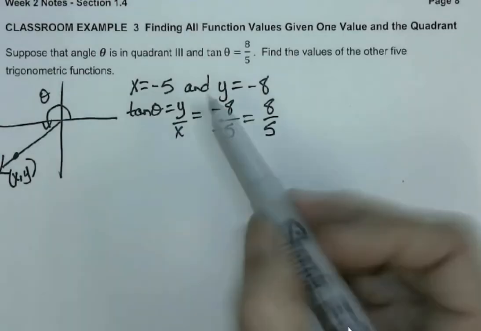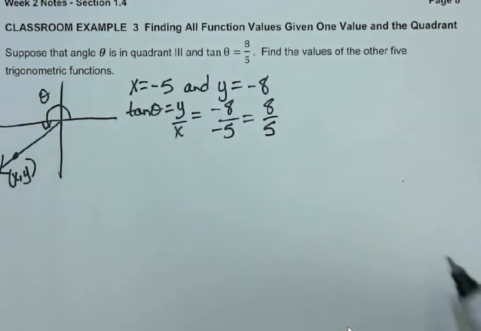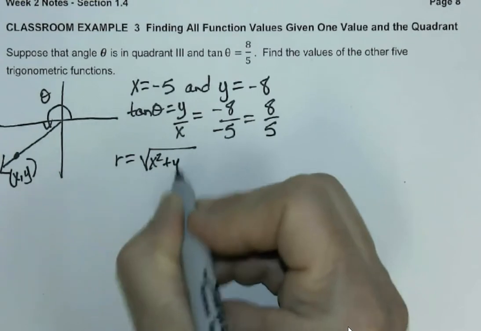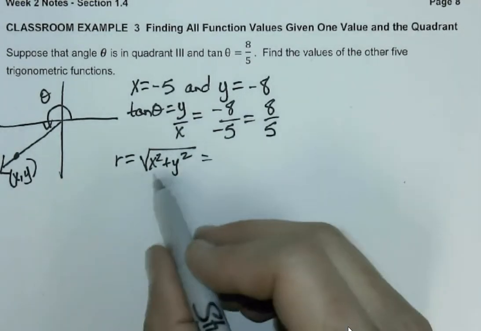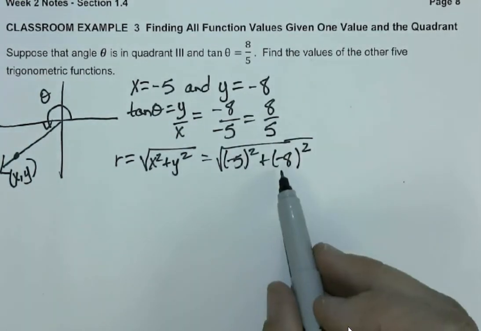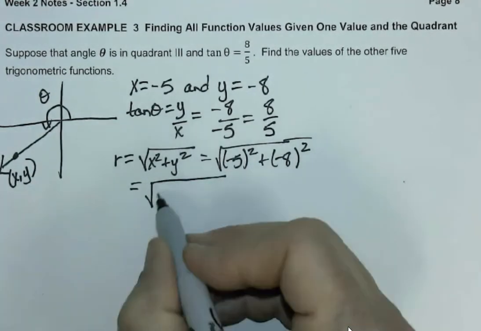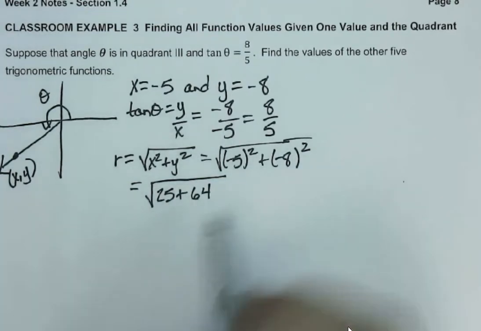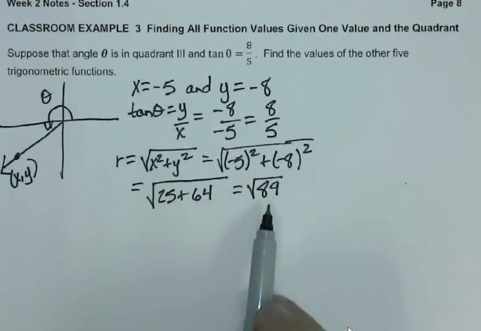So if we go with this, if we have the x and the y, that means we can find the r, and then we can find the values of the other trig functions. So we're going back to our definitions. r is the square root of x squared plus y squared. We have -5 squared plus -8 squared. Remember, when you square a negative number, you get a positive value. That gives us positive 25 plus 64, which gives us an r value of the square root of 89.